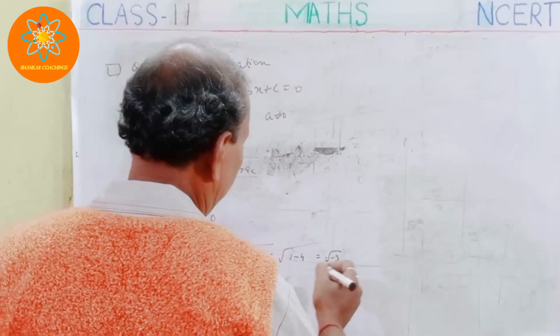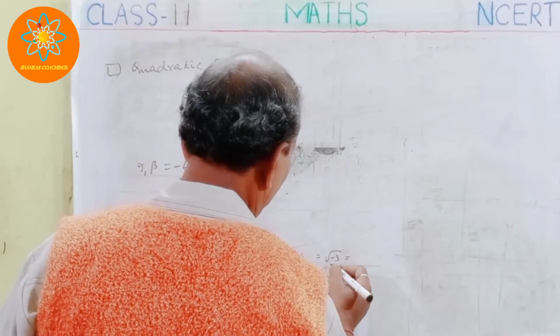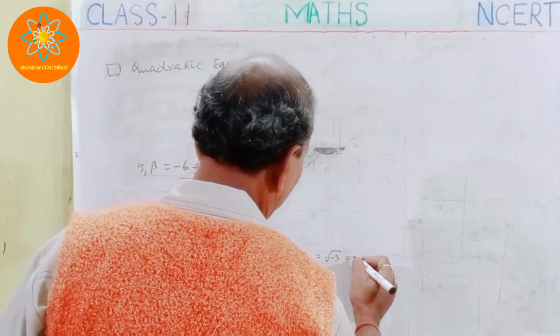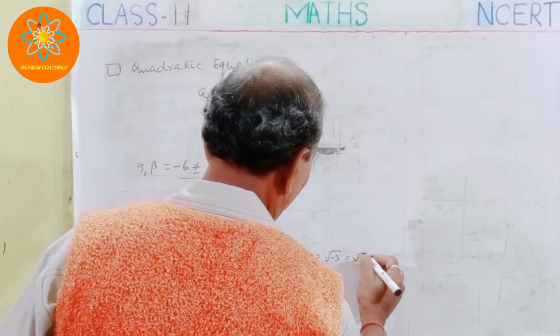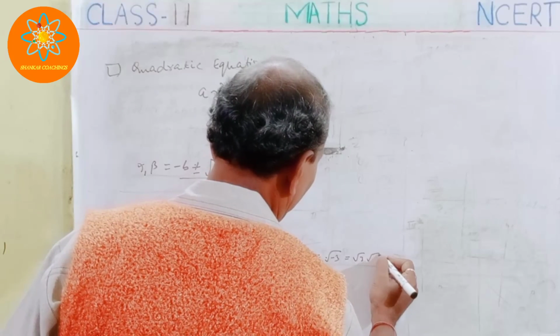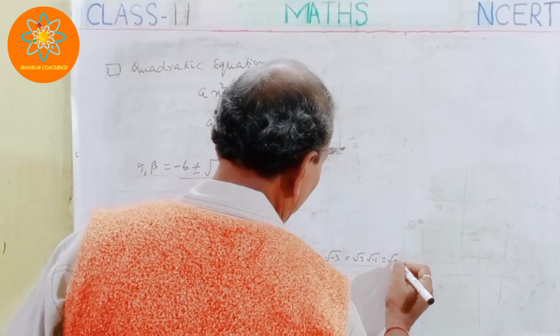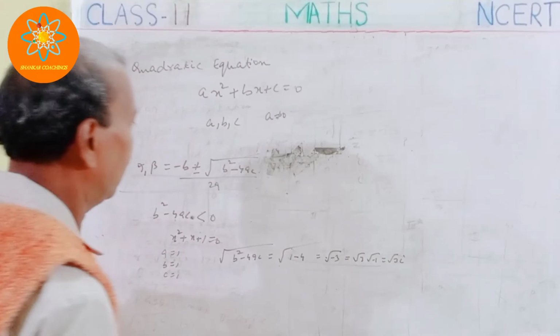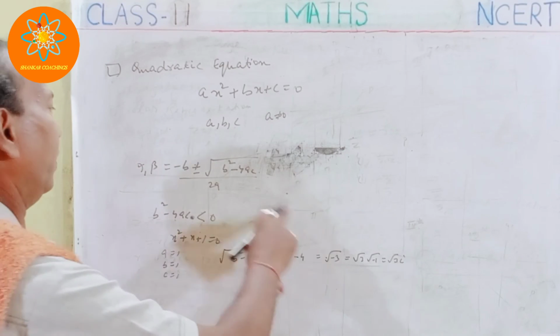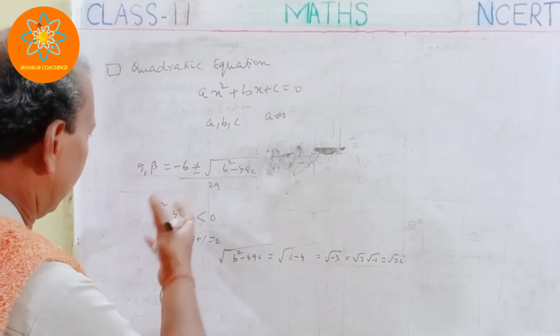So in this case, this is minus root 3, which is nothing but root of 3 into root of minus 1, that is root 3 i. So if I put this value here as root 3 i, I can get the solution of this quadratic equation.